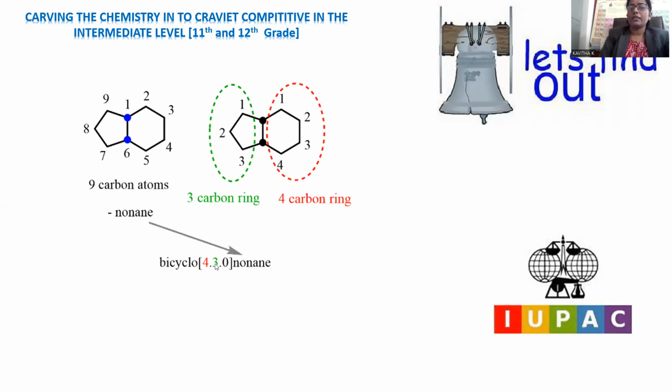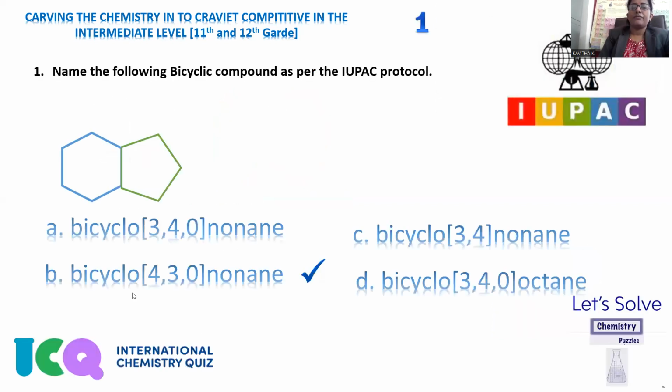So that is 4,3. Later on, we have to consider the fused carbon atoms. The fused carbon atoms do not have any in-between carbons, so between these fused carbon atoms, zero atoms are there. So 4 stands for atoms present in the six-membered ring, 3 stands for atoms present in the five-membered ring, and 0 means there are no extra atoms between the fused carbon atoms. The parent chain is assigned with the 9 carbons, so nonane. The exact name for the given compound, bicyclo 4,3,0 nonane, is the name as per the IUPAC protocol.